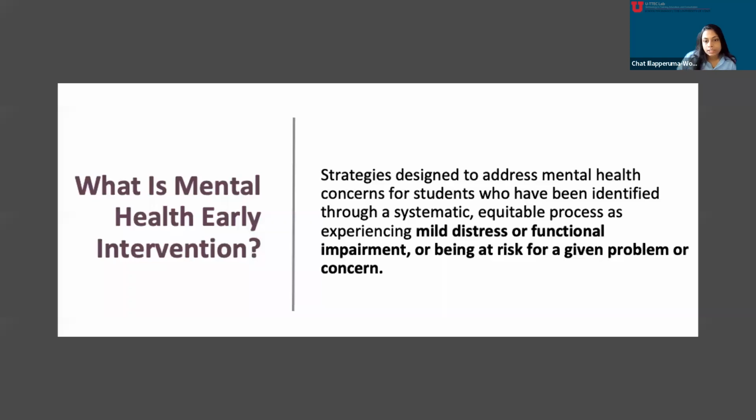So mental health early intervention, or what we call tier 2 services and supports, are sometimes referred to as mental health prevention or secondary prevention services. These strategies are designed to address the mental health concerns for students who have been identified through a very systematic and equitable process, and who are experiencing mild distress or functional impairment, or are at risk for a certain problem or concern.